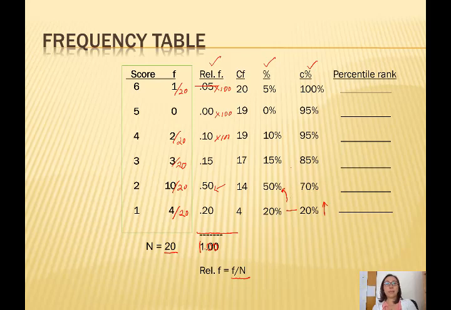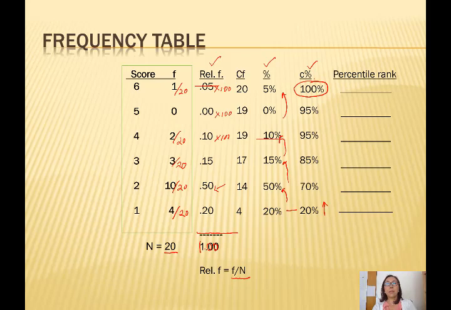And then if we want to know the total percent of those who scored 3 and below, we would be adding 15 more percent to it, which makes it 85. And then 10% more, which makes it 95. And it remains at 95, and then 5 more percent, which makes it 100%. So at the very top of cumulative percent, you should always add up to 100%, which accounts for 100% of your data.